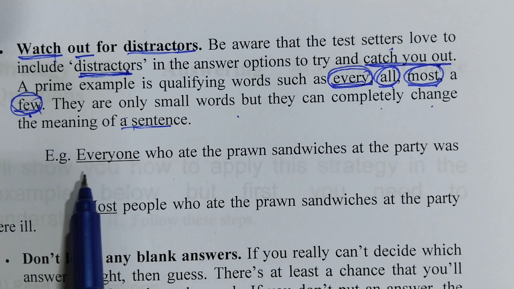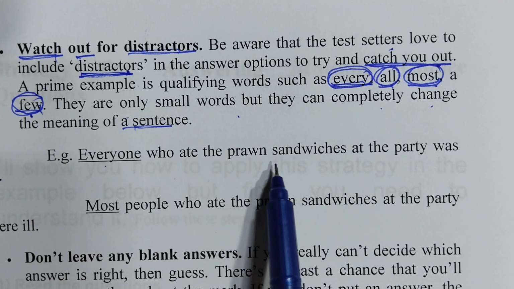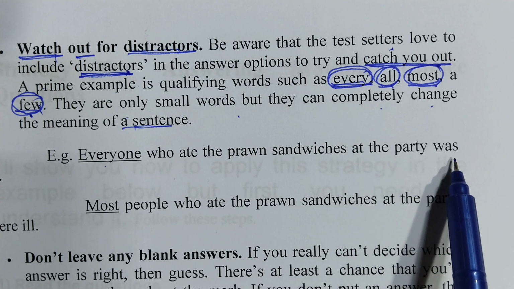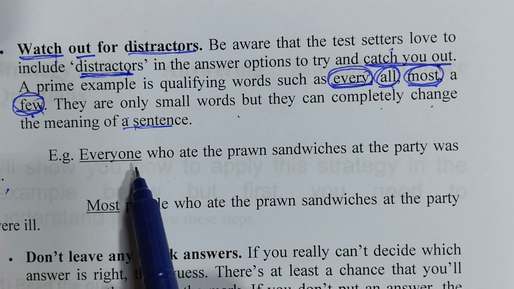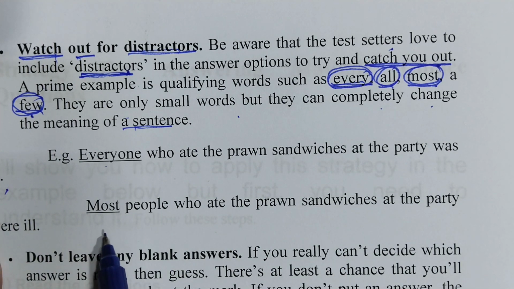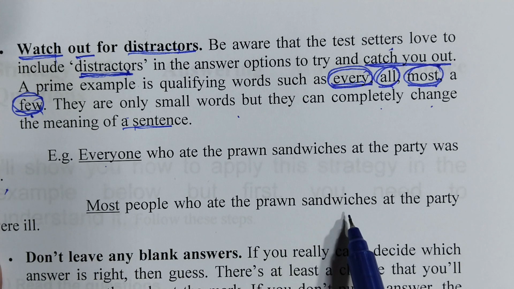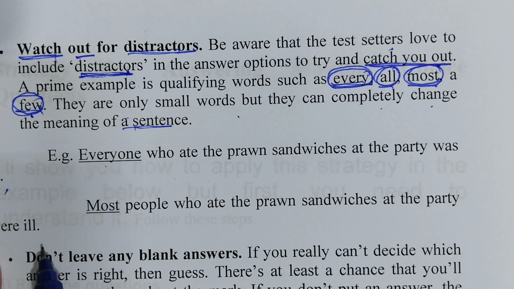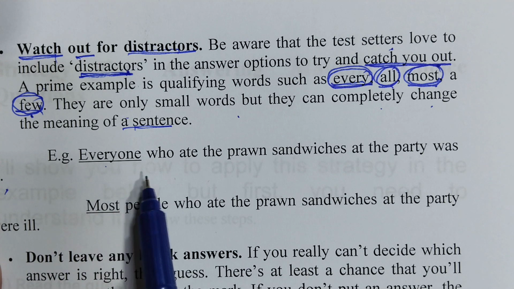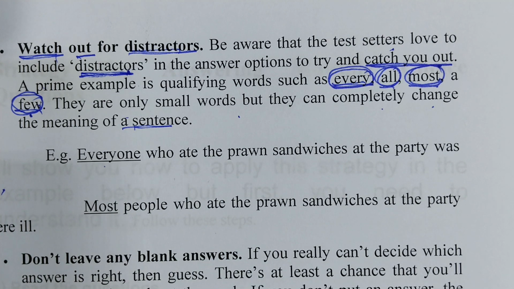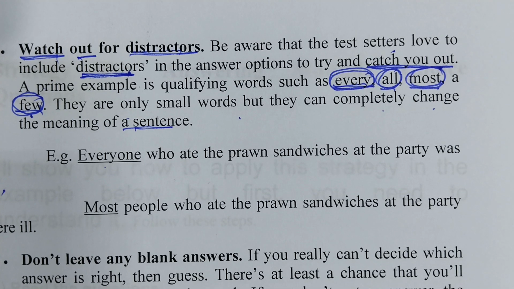For example, everyone who ate the prawn sandwiches at the party was ill. Here they mentioned everyone. And second, most people who ate the prawn sandwiches at the party were ill. So what is the difference? Everyone means all the people from the party, but with most people, some people are not sick, but mostly people are ill from the party who ate the prawn sandwiches. So this is the difference between everyone and most.